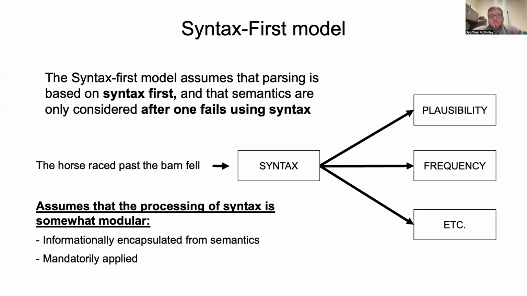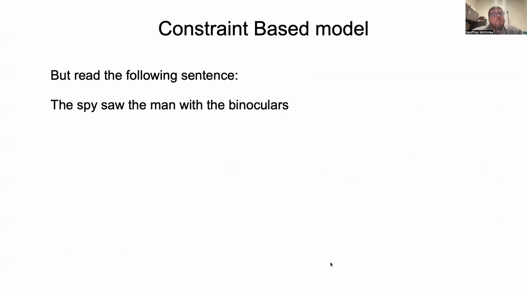But the point is that you're going to use syntax first, and only if it fails will you recruit information from the semantics module. So if you read "the horse raced past the barn fell," you're going to use syntax first. And then if that fails, you're going to use a bunch of other sources of information, such as semantics. Now, the constraint-based model is a rival model.